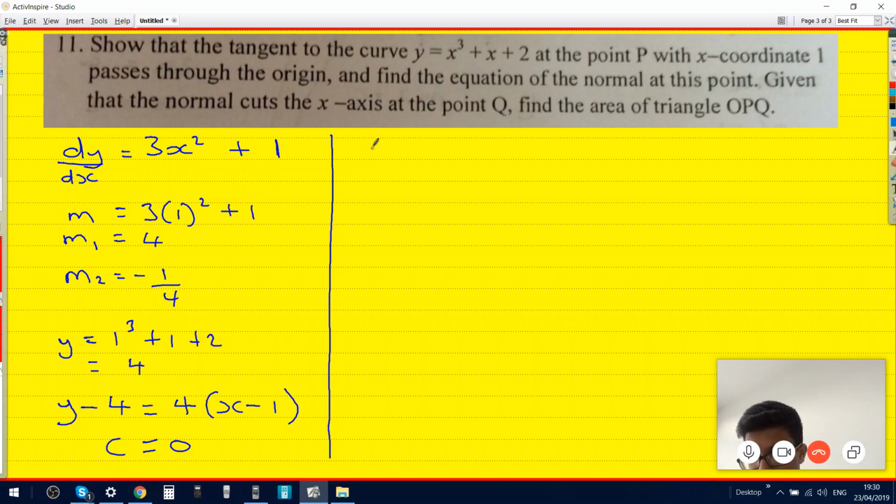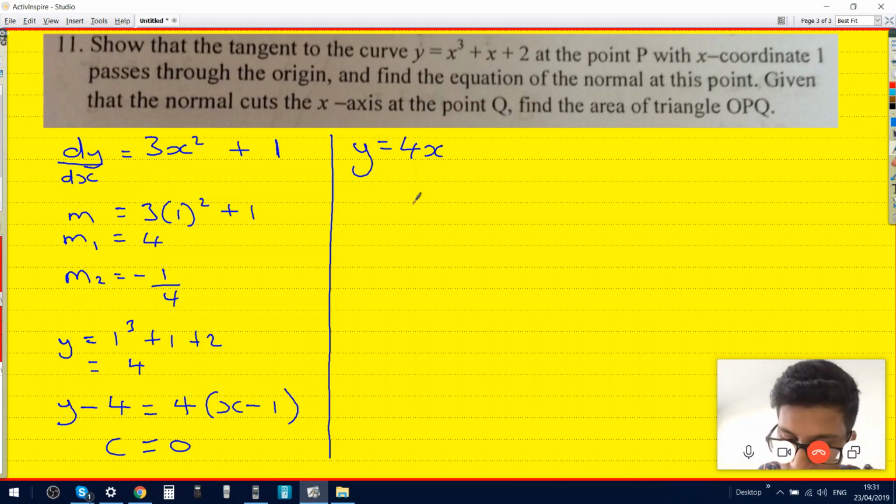So we've got that equation, and we can prove that it passes through the origin because there's no y-intercept. And the way I would prove it is I would sub 0 for x. So y equals 4 times 0, which is y equals 0.